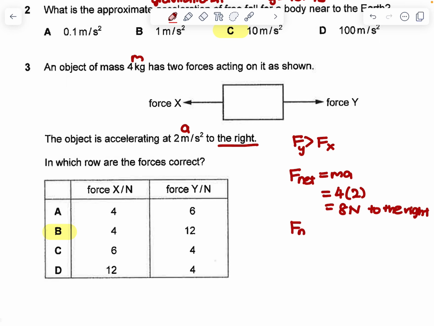And we also know that F net is equal to Fy minus Fx. So we are trying to find a combination of X and Y that fulfills this 8 newtons. And so it's actually 12 minus 4.